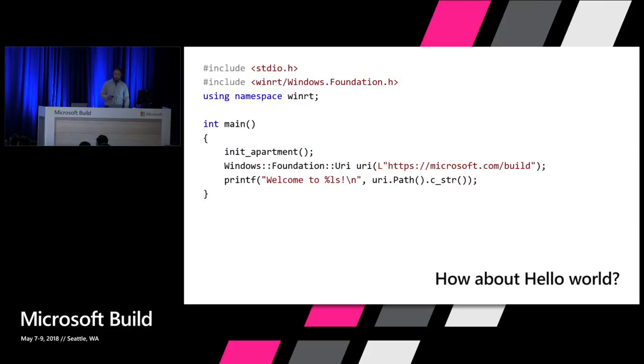As an example, let's look at this little bit of code here. This is just a simple console app. I don't really want to focus on the code, but on how the code is compiled. So I'm calling printf, which means I include cstdio, and I'm calling some Windows API, Windows Foundation Uri. That comes from the Windows Foundation namespace.